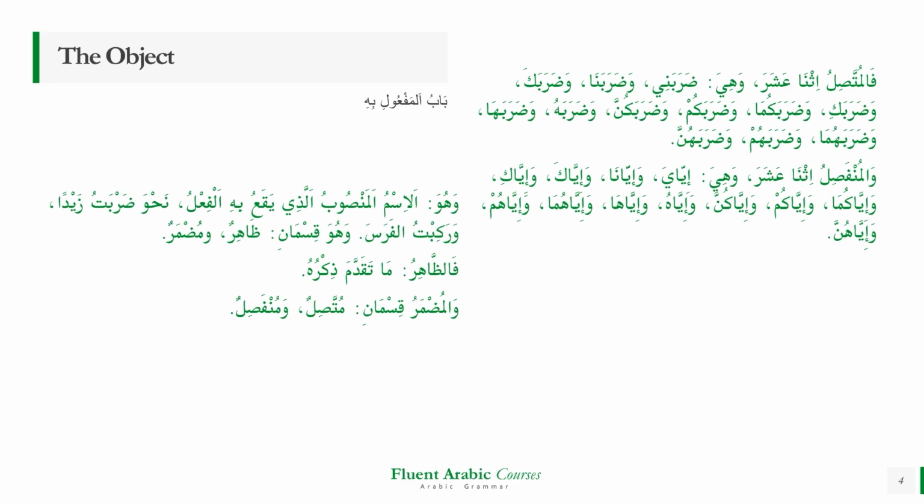So what is mudmar? وَالْمُضْمَرُ قِسْمَانِ. The mudmar is also two types, متصل ومنفصل. The attached maf'ul bihi and the separate or the isolated maf'ul bihi.